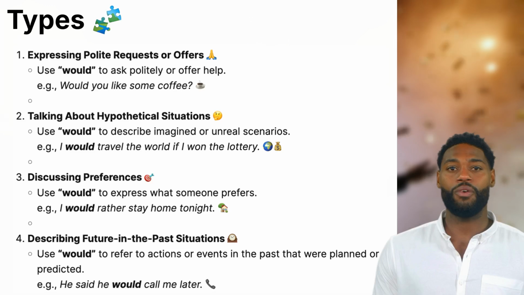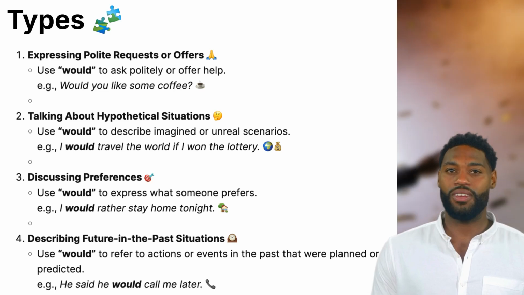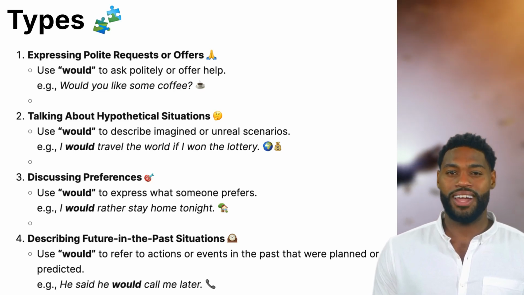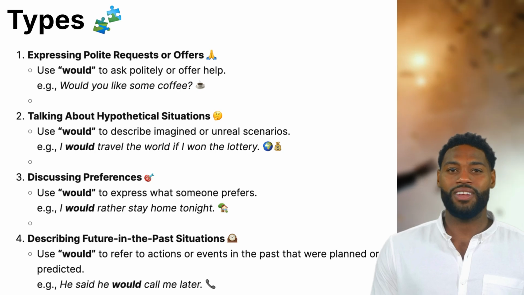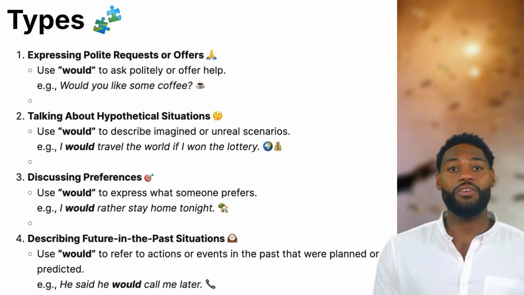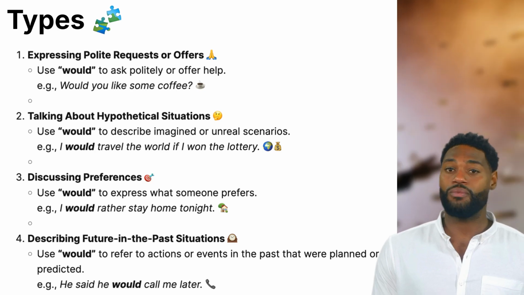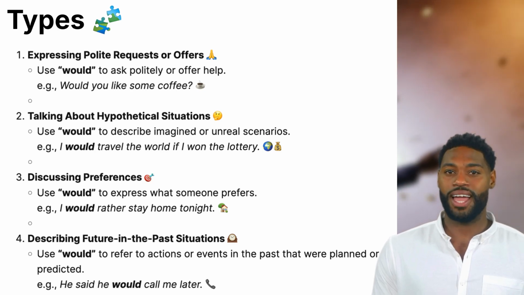In this lesson, we'll go over 7 key ways to use would with clear explanations and examples. Let's get started. 1. Expressing polite requests or offers. Would is commonly used to ask for something politely or to make an offer. Example: Would you like some coffee? This is a polite way to offer someone a drink. Instead of saying, do you want coffee, which sounds more direct, would you like makes it softer and more polite.